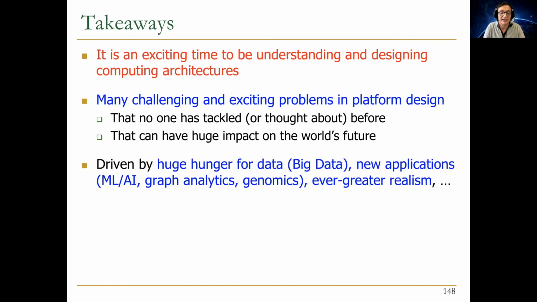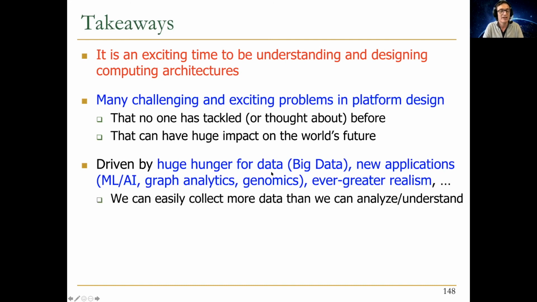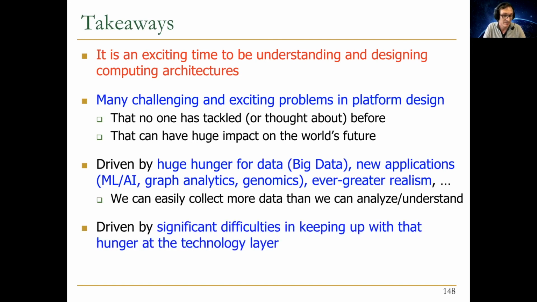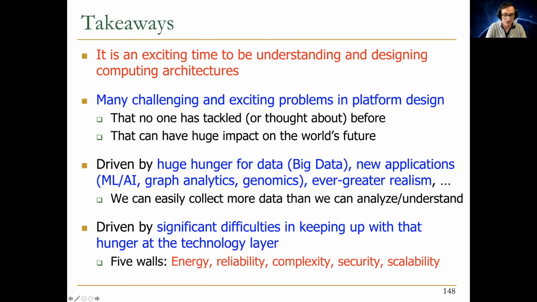So there's a huge hunger. There are new applications, as we discussed. There's a need for even greater realism. And we can today easily collect more data than we can analyze and understand. And that's taxing our platforms a lot. So that's one thing. This is the application perspective, workload perspective, data perspective, right?